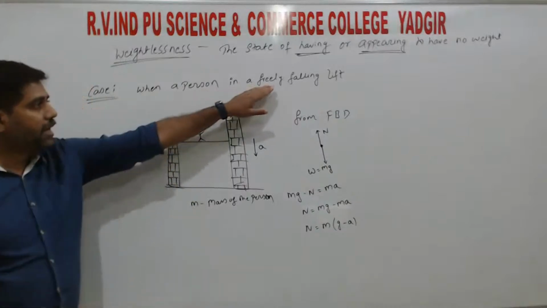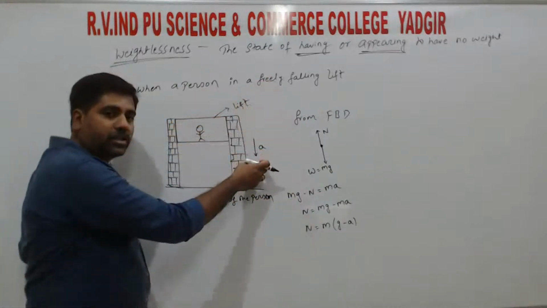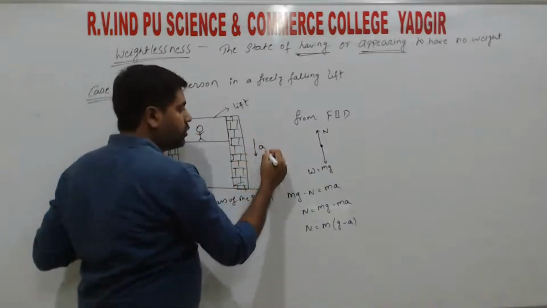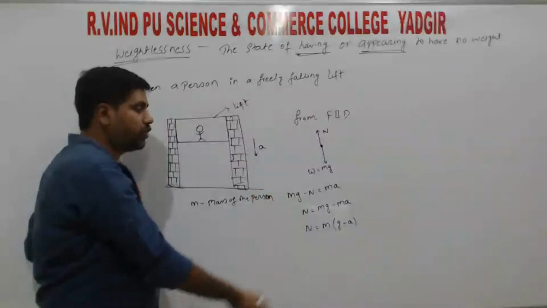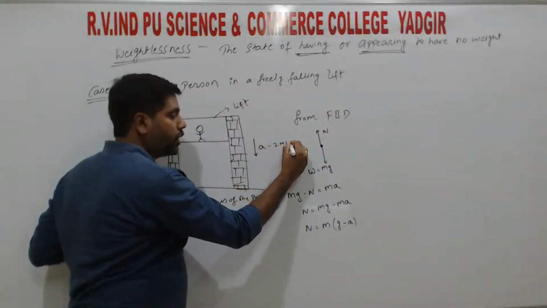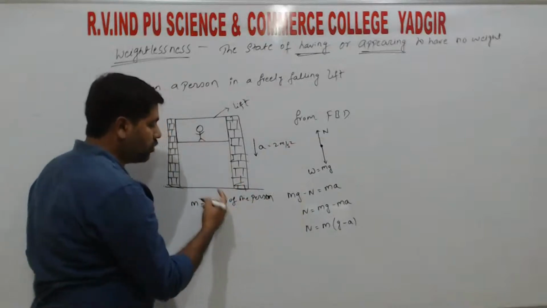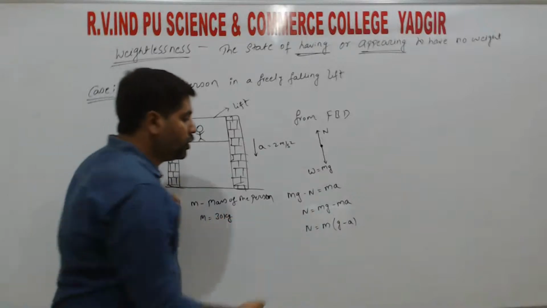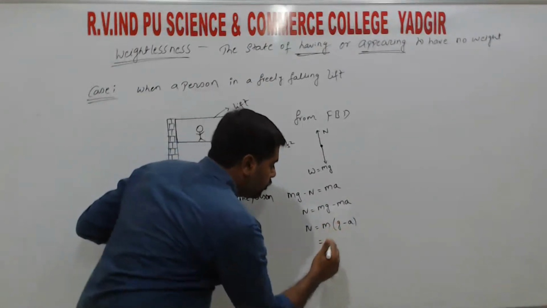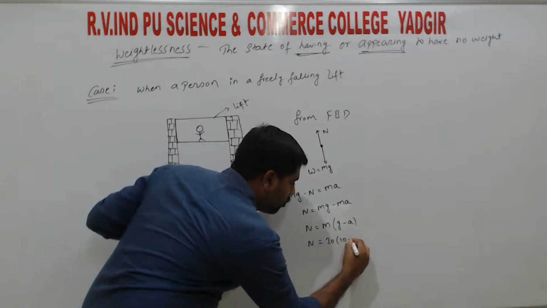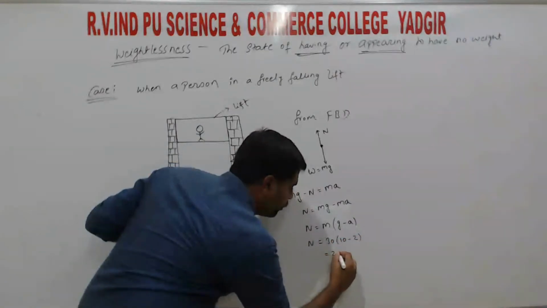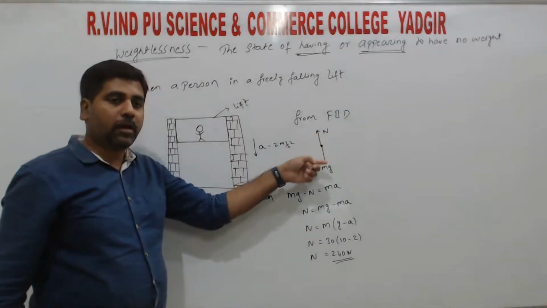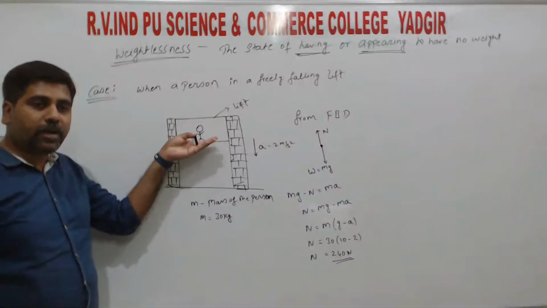So here the condition is freely falling. In normal acceleration, the lift was moving. For example, the acceleration is some 2 meter per second squared, right? I am explaining with an example. The lift is moving with 2 meter per second squared, and the mass of the person we can take as m equals 30 kg, right? So g is 9.8. If we substitute here, N equals 30 into, rounding off, 10 minus 2. So this is N, right? N is the normal reaction, that means the opposite force exerted by the lift on the person.